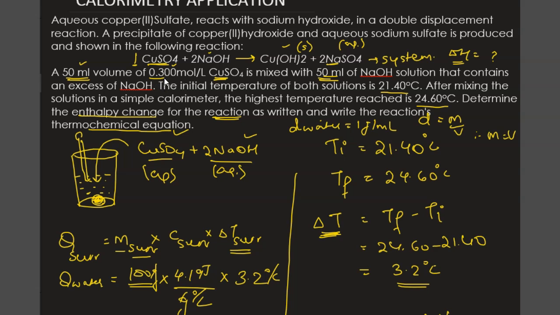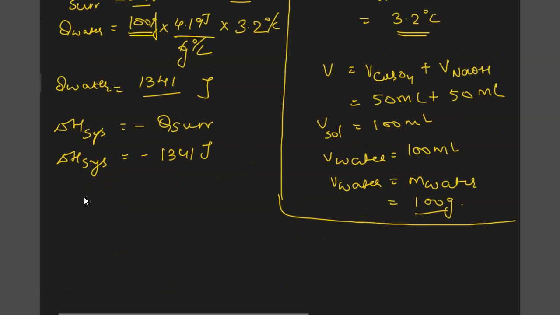We were given 0.300 moles per liter of copper sulfate. So we need to find out how many moles of copper sulfate are present in 50 ml of copper sulfate solution if we have put in 0.300 moles per liter concentration of copper sulfate in there. And I hope you remember this formula from previous grades. Number of moles is concentration multiplied by volume.